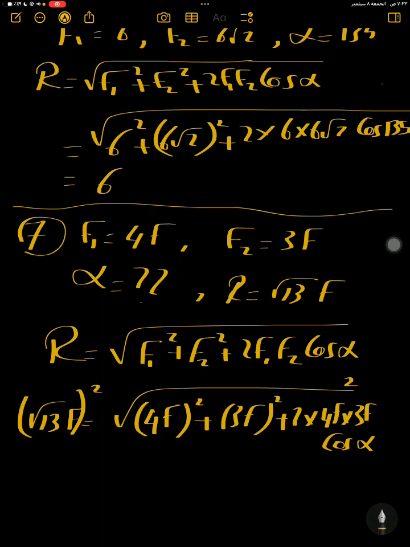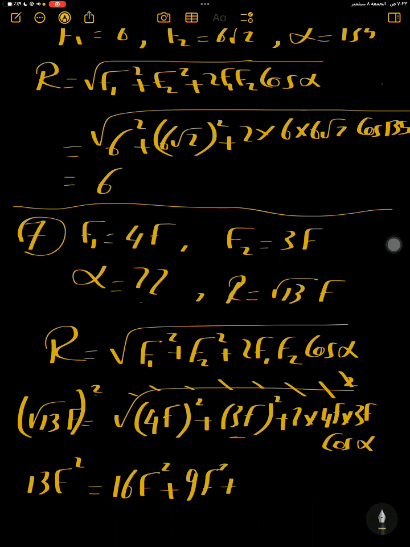Okay, root 13 power 2 is 13 and F power 2. In the other side, power 2 cancel the square root. The remainder is 4F all power 2. 4 power 2, 16 F power 2. 3 power 2 equals 9 F power 2. 2 times 4, 8. 8 times 3 equal 24. F times F equals F power 2 cosine alpha.